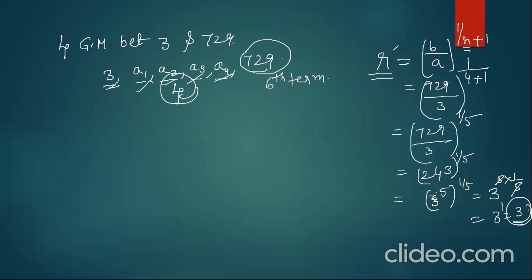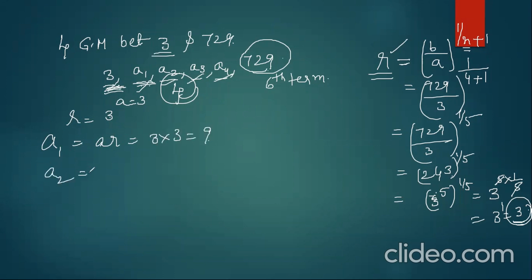Just by applying this common ratio formula in the case of a geometric progression, we got R value. So, if you know R and you know A also, this is the first term. A is equal to 3 and R is also 3, both are 3s. Can we easily write the A1? First term is always A. Second one is AR. A1 is AR, right? So, A into R, yes, it is 9. Next, what about A2? A2 is equal to AR square. This is the first GM.